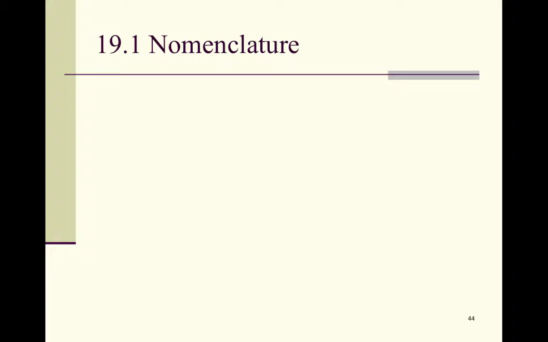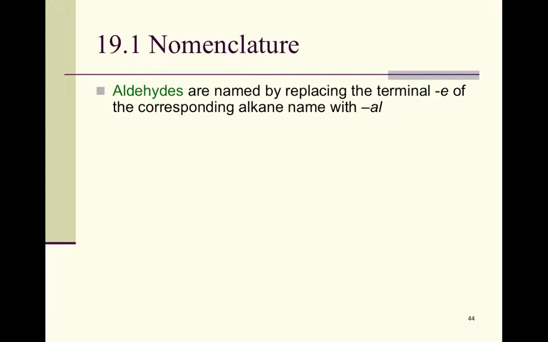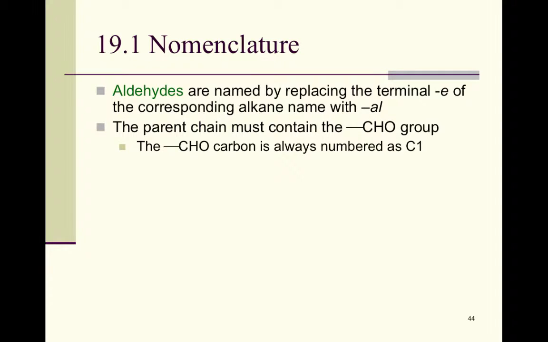All right, nomenclature of aldehydes and ketones. Let's go ahead and start naming these. Aldehydes are named by replacing the terminal E of the corresponding alkane name with an AL ending. The parent chain must contain the aldehyde group, and the carbon of the aldehyde group is always number 1.